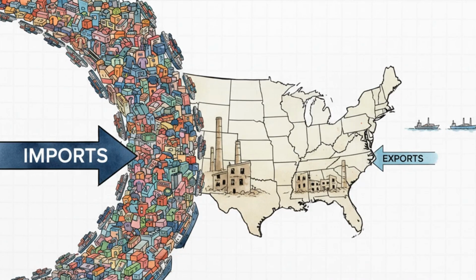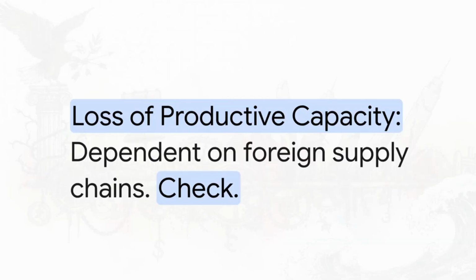And that brings us to stage 4, the loss of productive capacity. America, today, designs, it finances, and it consumes, but it doesn't produce things the way it used to. Our manufacturing base was shipped overseas. With an annual trade deficit of over $800 billion, we have become completely dependent on foreign supply chains. Sound familiar? It's just like Spain became dependent on imports. Stage 4 is complete. Check.